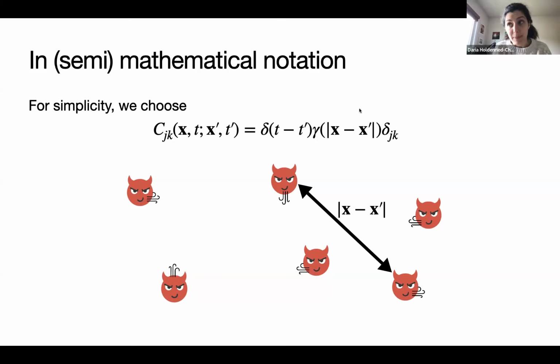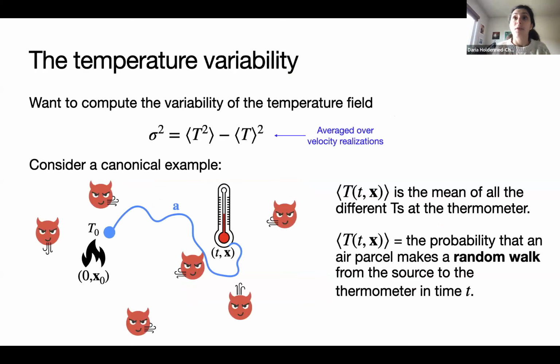The correlation in space means that the demons are aware of each other's positions and tend to blow the air more strongly when they're close to each other. And the delta function essentially means that the direction in which they decide to disrupt the air is random. So the quantity that we are interested in is trying to understand the variability of the temperature field.